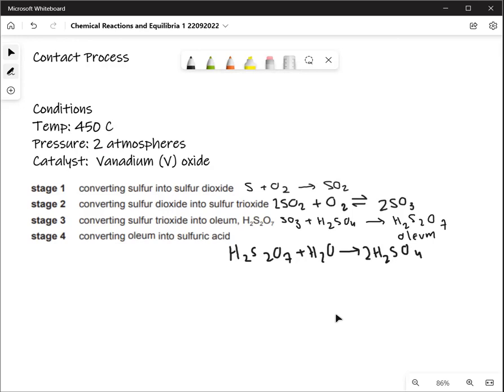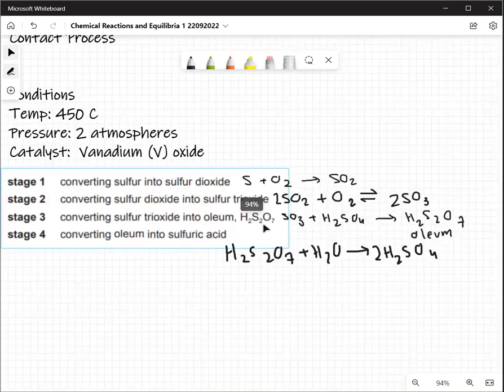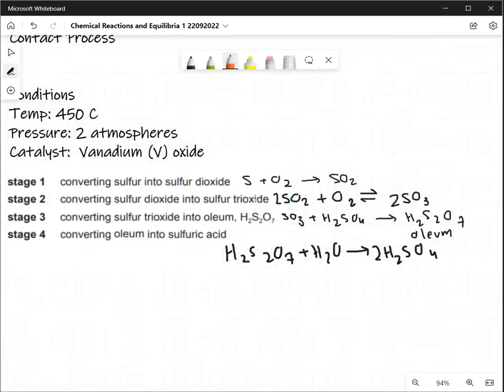So what is oleum? Oleum is this guy, H2S2O7. You don't care what it is. This is what it is. It's basically when you join sulfuric acid and sulfur trioxide, you get this. I will do this in theory afterwards, what this is. All you need to know is that oleum is H2S2O7. How do you get it? You get it by reacting SO3 with H2SO4 in the third stage. Yes.